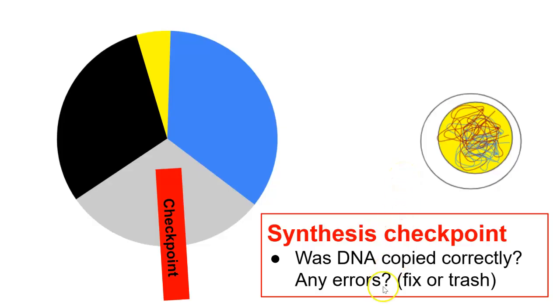Okay, again, if the errors can be fixed, they're going to fix those. Guess who does the work of the fixing? Also proteins, okay? If they can't be fixed, there's actually a protein that is attached to the cell and sent to the trash bin, okay? So here's another checkpoint protein. Add this information to your cell diagram. Go ahead and pause this video and write that in.